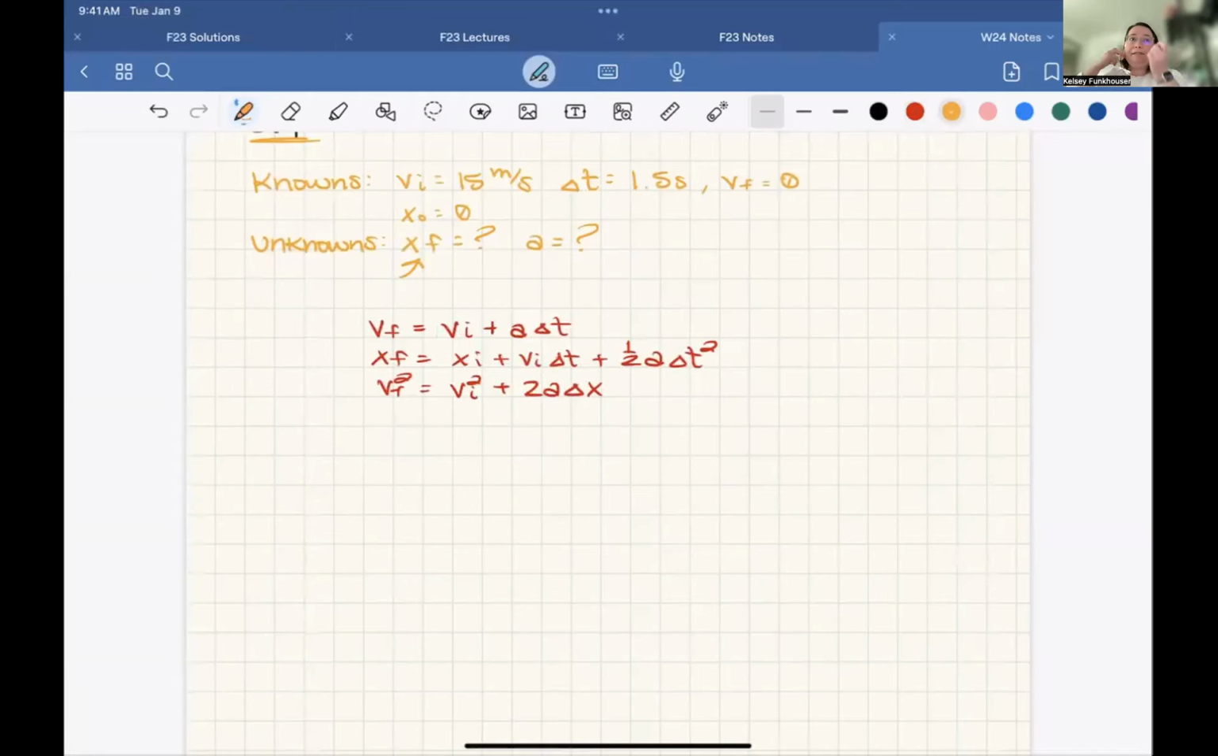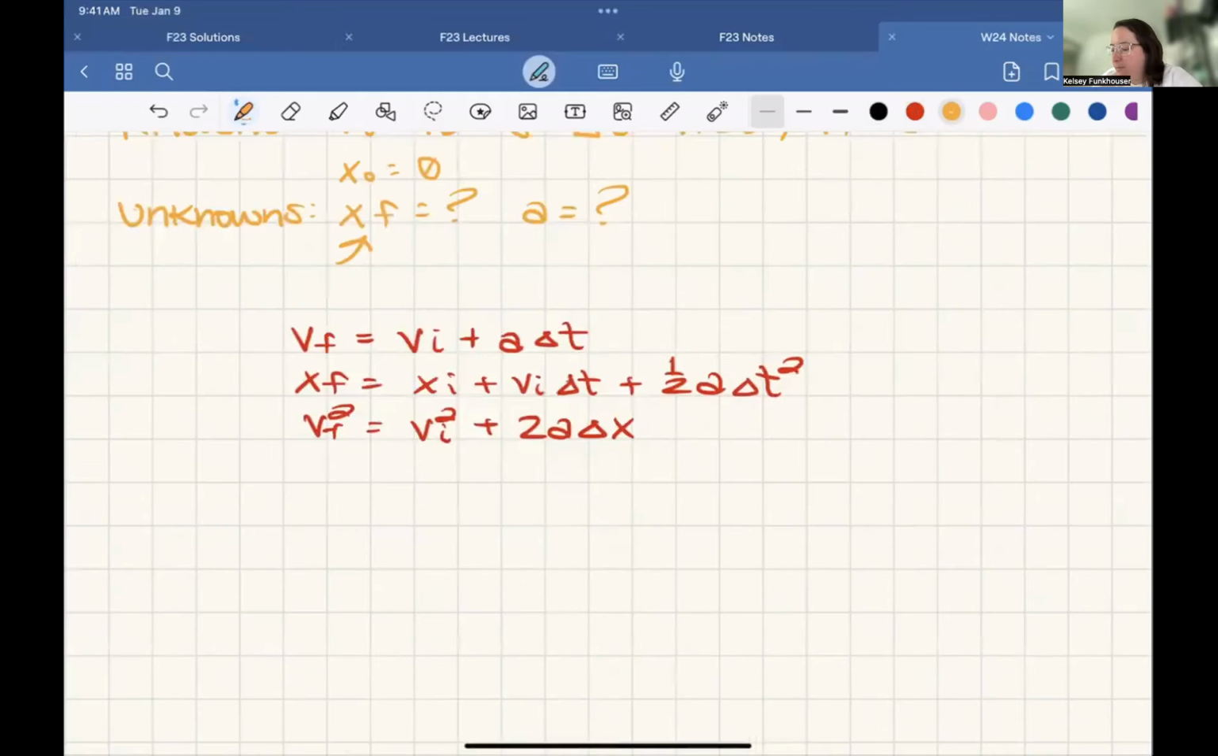Okay, so now what I do, and I recommend this especially when you're getting comfortable with kinematics equations, is look at it and see what we know and what we don't know. Okay, we know the final velocity, we know the initial velocity, we don't know the acceleration, but we do know the time interval. We might use that equation because there's only one thing we don't know. For this one, we don't know the final position, we know the initial velocity and the time interval, we don't know the acceleration. So there are 2 unknowns in that equation.